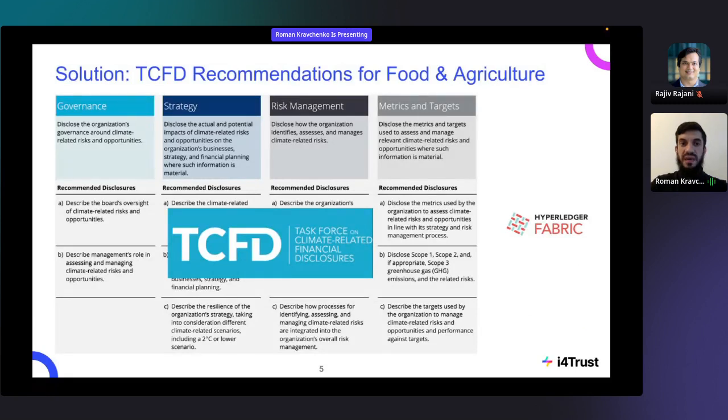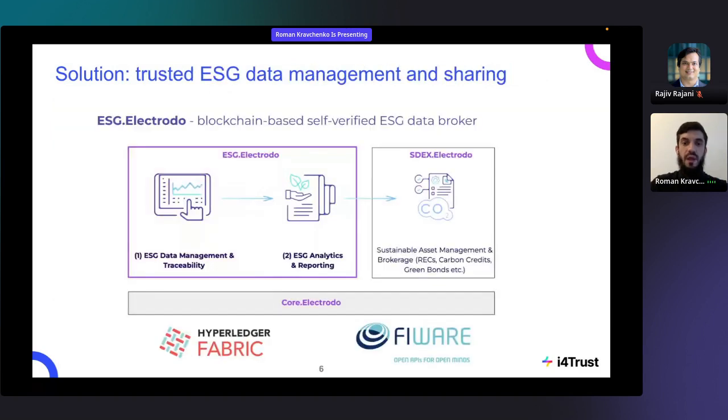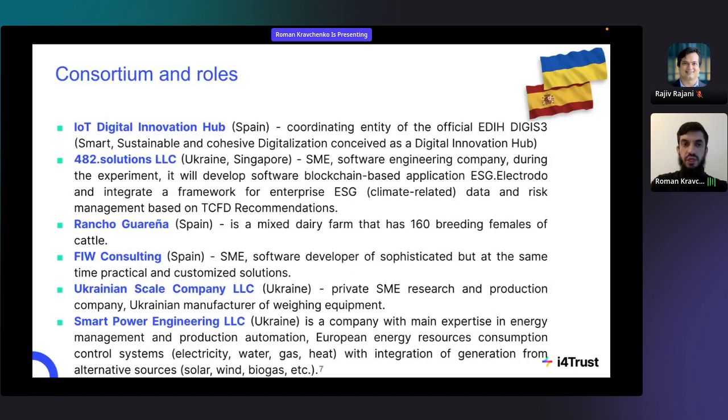Our experiment is based on adoption of TCFD recommendations and frameworks, these international standards for how we can assess and manage climate-related risks and disclose information about this process. And we use blockchain from Hyperledger Fabric to verify the life cycle of ESG data and climate-related risk management for the food industry. For this experiment, we provide some part of our technology from the Electroda product, and during the experiment, we will build the application ESG Electroda. This application, a blockchain-based self-verified ESG data broker, is based on FIWARE components and iSHARE components.